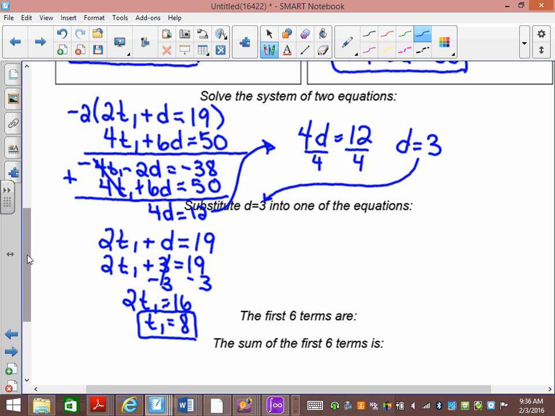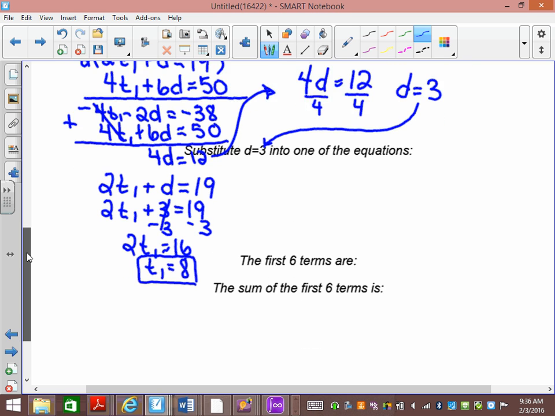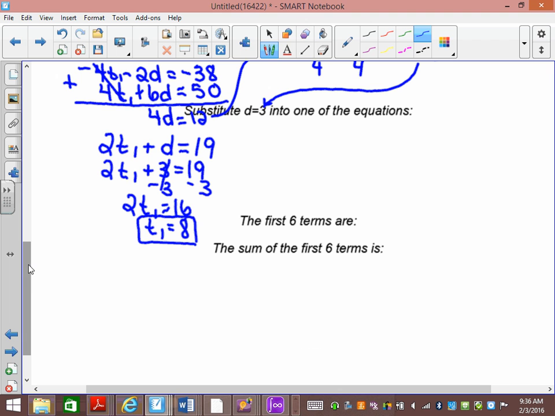So they want the first 6 terms. That was what our goal was, right? Now we can give it. We have the first term. It's what? 8. And it goes up consistently by what? What's my common difference? 3. So I get 8 plus 3 is 11, plus 3 is 14, plus 3 is 17, plus 3 is 20, plus 3 is 23.